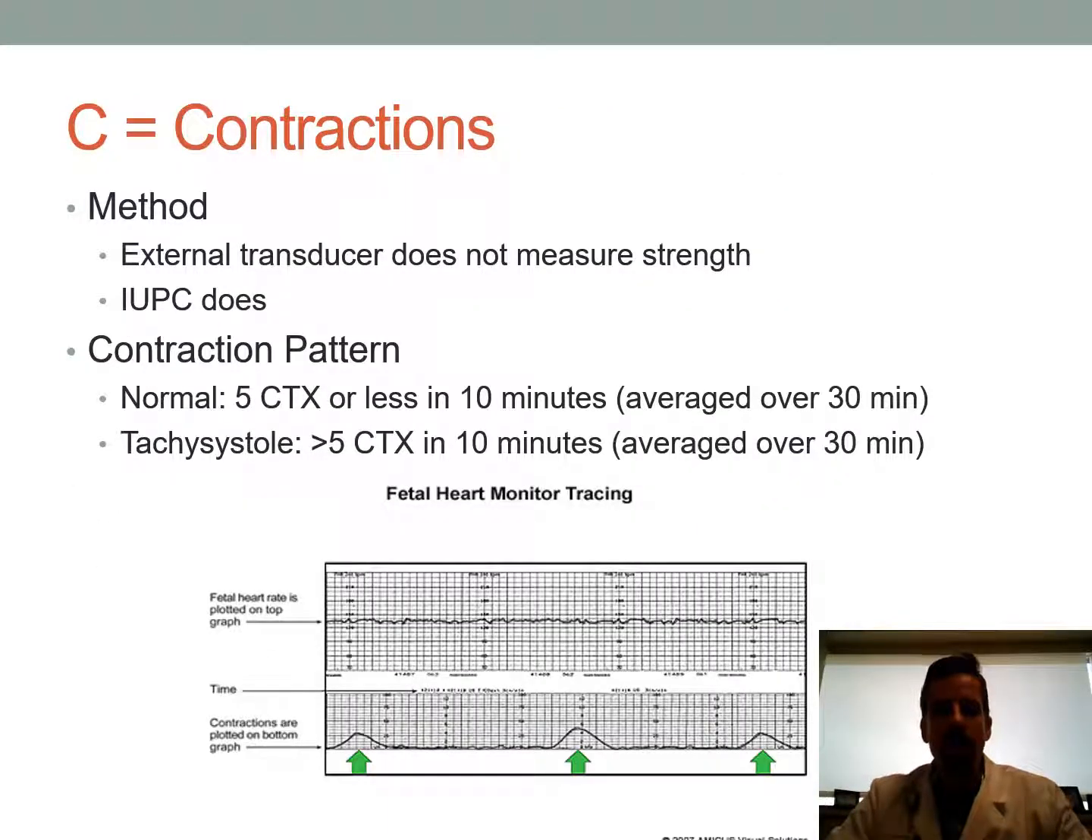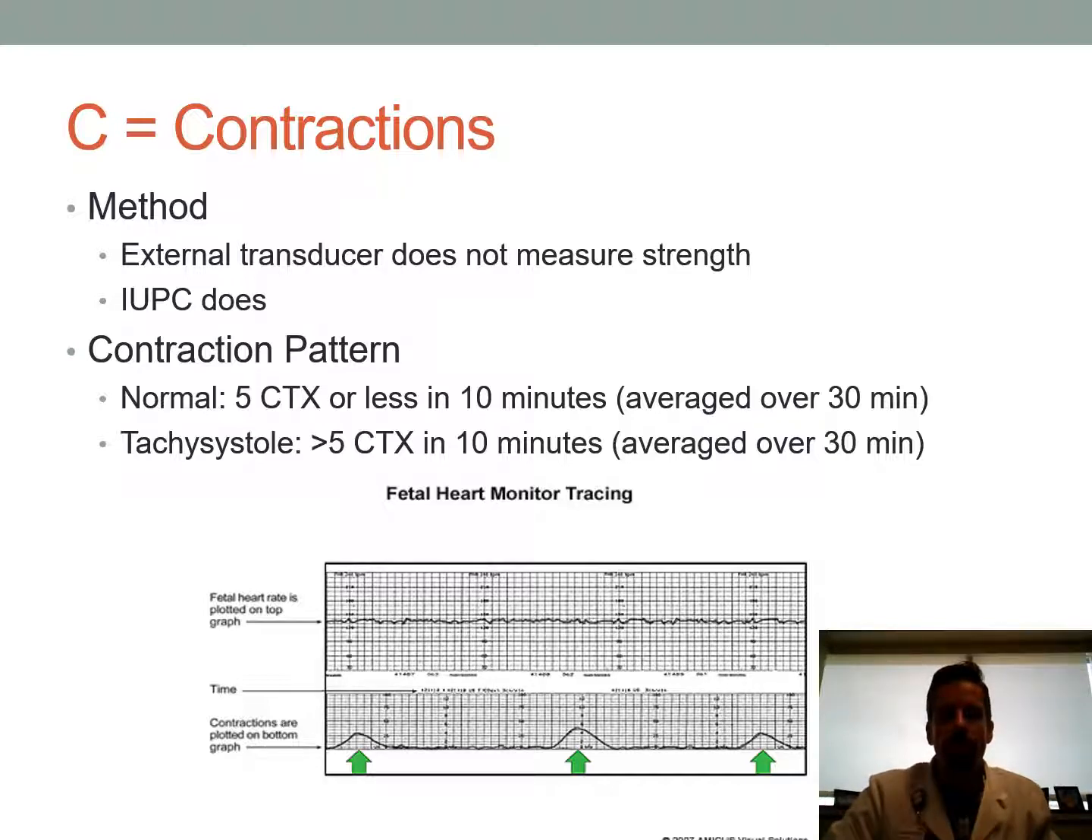All right, next in your mnemonic is C for contractions. Most of the time, we're measuring these with an external transducer, and the key point about external transducers is that they do not measure strength of the contraction at all. It's tempting to think that they do. Sometimes we'll see the transducer make big waves on the contraction part of the strip, sometimes little tiny contractions. This has more to do with location and the patient's body habitus than actual strength of the contractions. Now, an IUPC is your one reliable way of accurately monitoring the strength of the contractions.